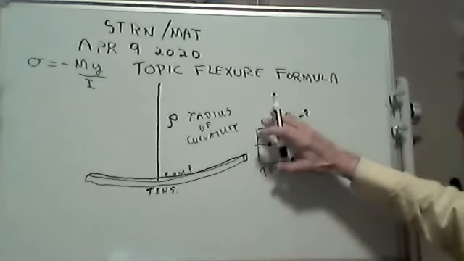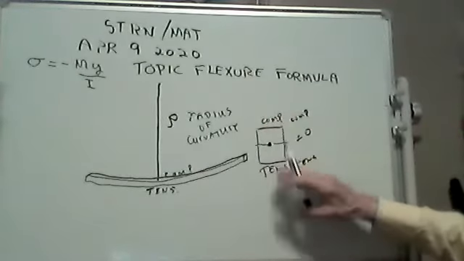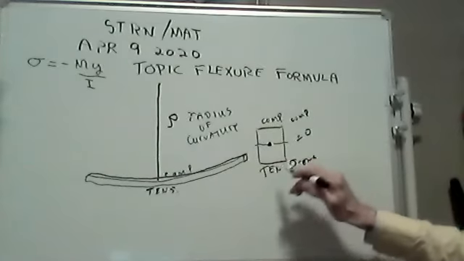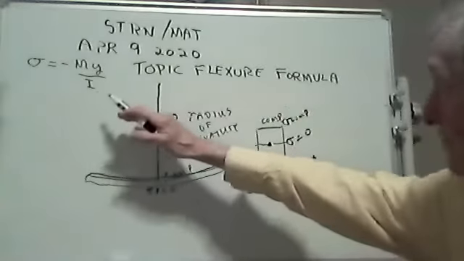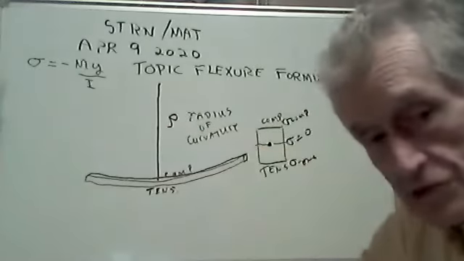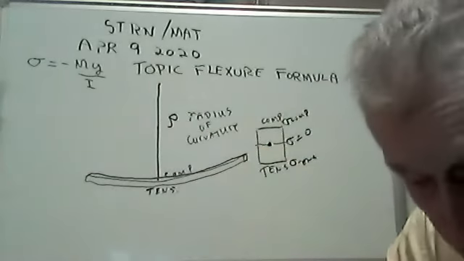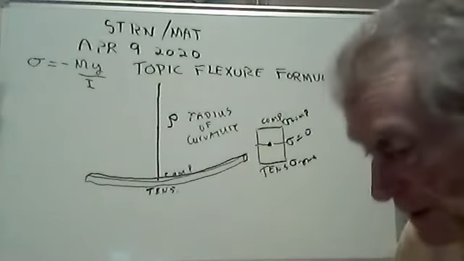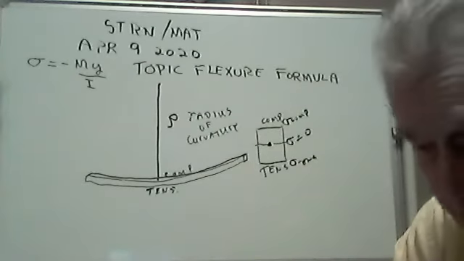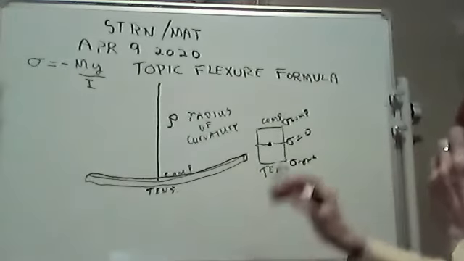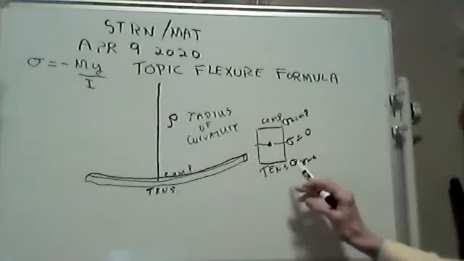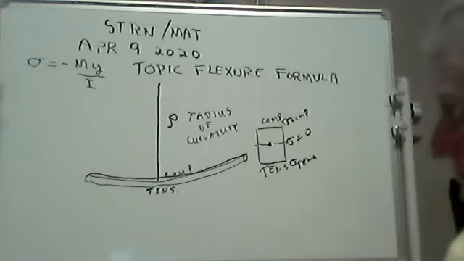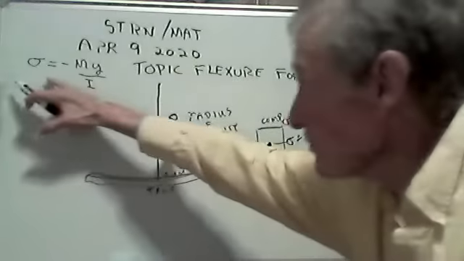Whoops, these are normal stresses. That's wrong. Let me get this right. These are normal stresses we're talking about. The flexure formula is not shear stress like we were doing in chapter 7, which we'll get back to. It's normal stresses. So you have compressive normal stress at the top, tensile normal stress at the bottom. And that's the formula for it.